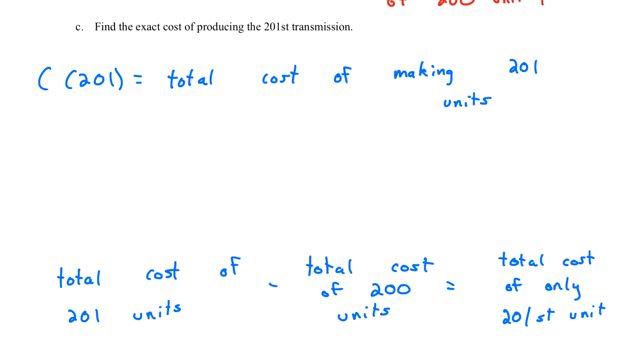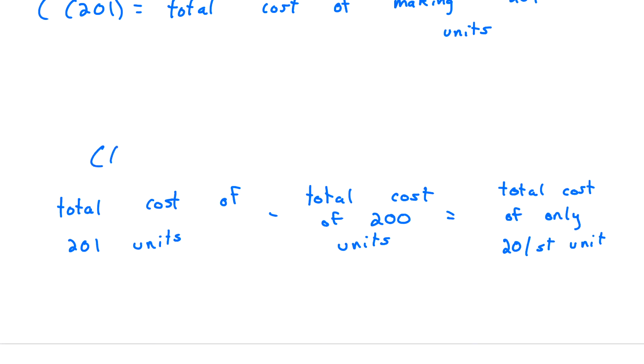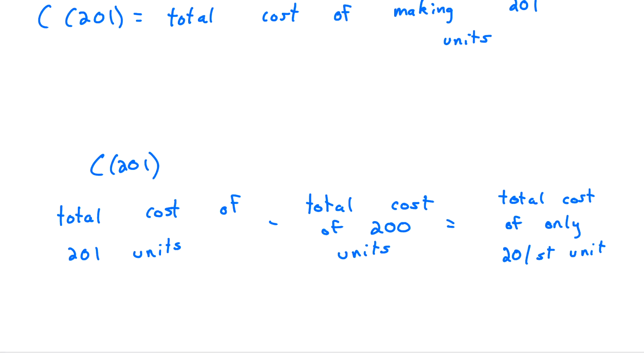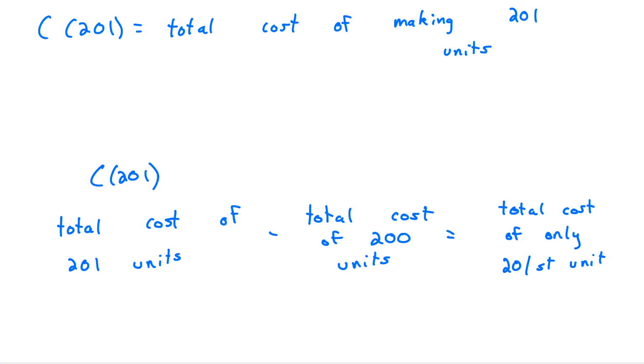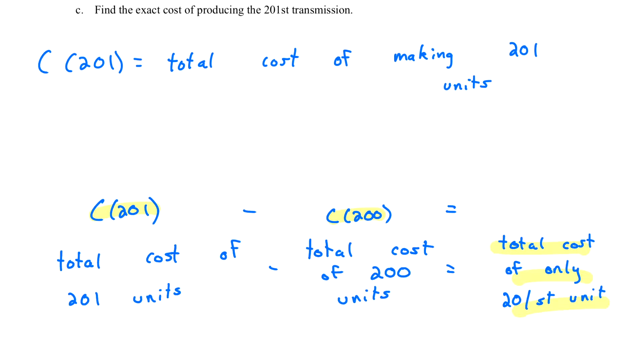So this is what I've got to find here. Now the total cost of 201 units, that's really C of 201. We said that up here. We said C of 201, that'll tell you the total cost of making 201 units. The total cost of making 200 units, well, that's going to be C of 200. So I need to find these two values first, find C of 201, and then subtract C of 200, and then that'll tell me the total cost of that 201st item. So I have a bit of work cut out for me here.